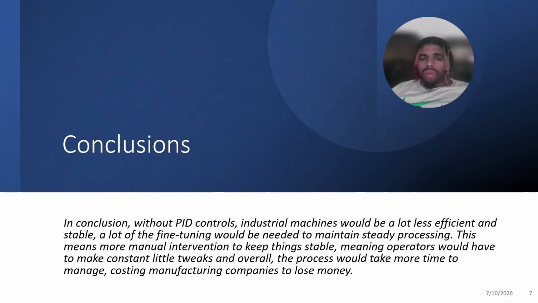In conclusion, without PID controls, industrial machines would be a lot less efficient and stable. A lot of fine-tuning would be needed to maintain steady processing. This means more manual intervention to keep things stable, meaning operators would have to make constant little tweaks, and overall, the process would take more time to manage, costing manufacturing companies to lose money.